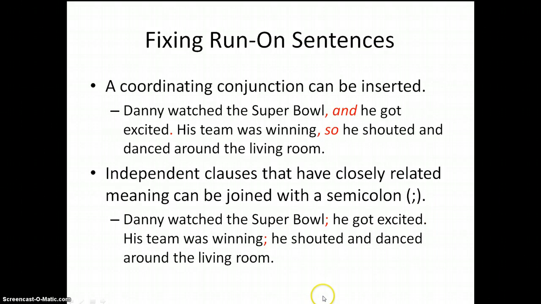A coordinating conjunction can also be inserted. So, Danny watched the Super Bowl, comma, and he got excited. Period. His team was winning, comma, so he shouted and danced around the living room. Notice how we use coordination to avoid the errors in the run-on sentences.